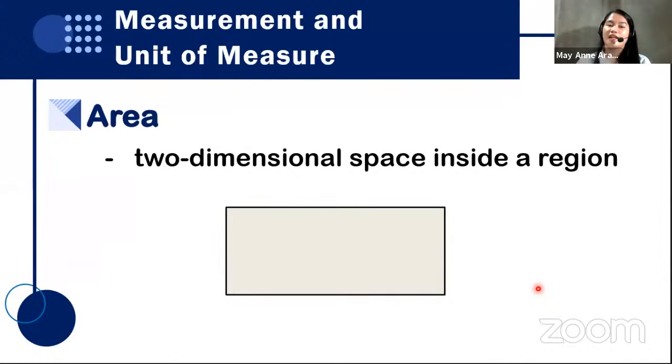Okay, for the area, this is the two-dimensional space inside the region. So, yung nasa loob naman. The perimeter is around, the area is inside the region.